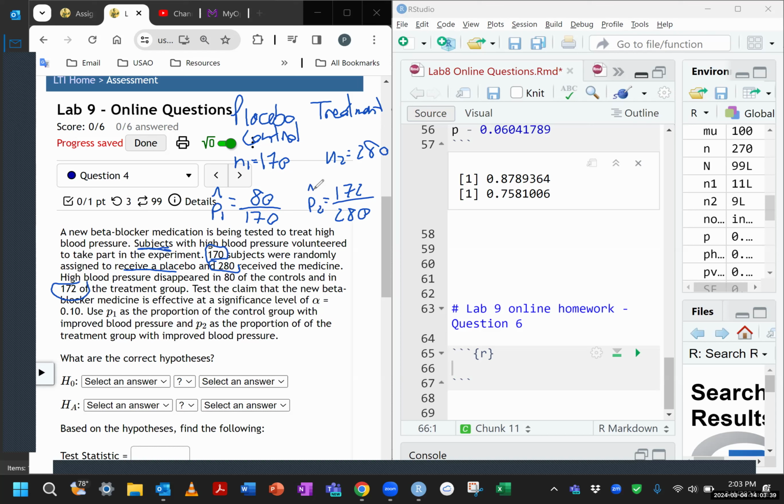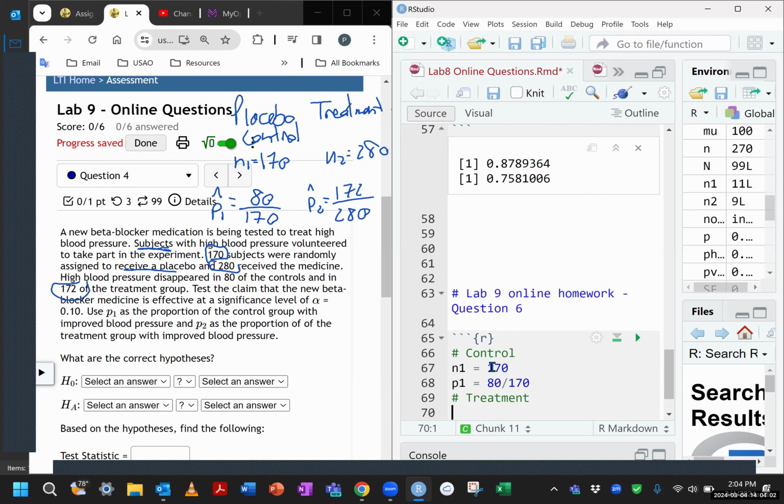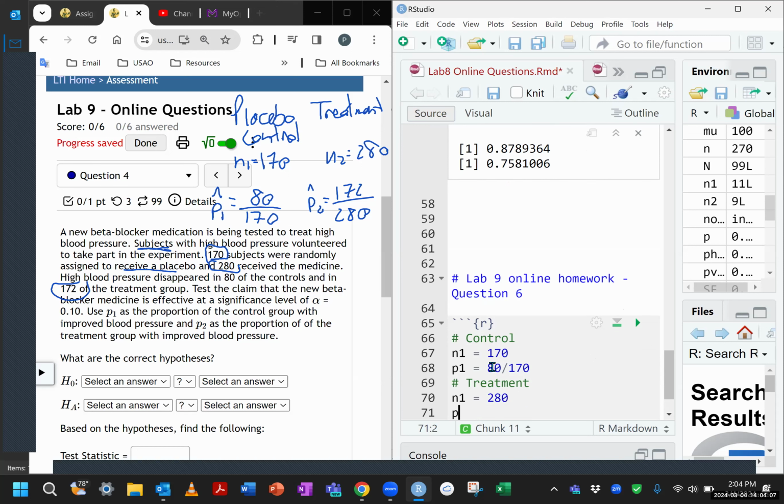Okay. So I'm just going to type that information and kind of double check my work. N1 is 170, P1, I'm going to just ignore the hat. That's my first proportion. That'll be my control group. Then my treatment group is 172, sorry, 280 total. And P1 is 172 people had their blood pressure resolved, to P2. Okay, so that's kind of the base information.